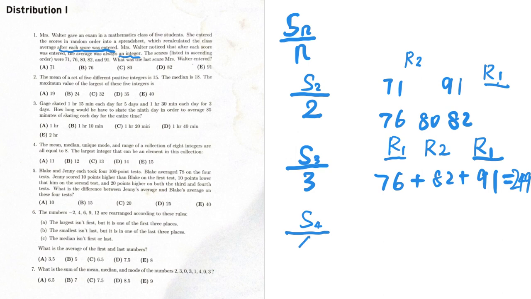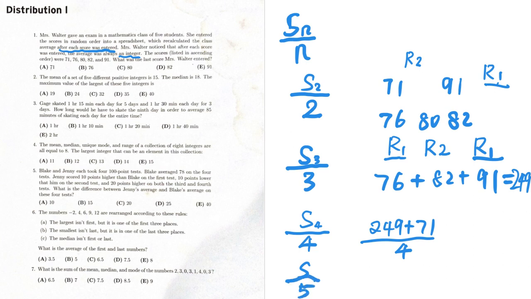4 numbers must be divisible by 4. So for 249, divisibility by 4 depends on the last 2 digits. 249 plus 71 is 320. 20 is divisible by 4. So we use 249 plus 71. The last two digits are 20, which is divisible by 4.